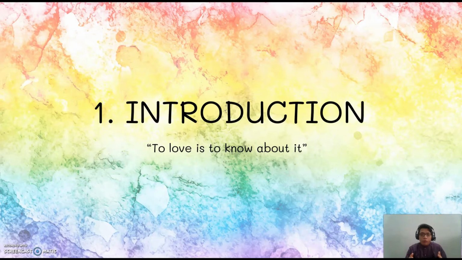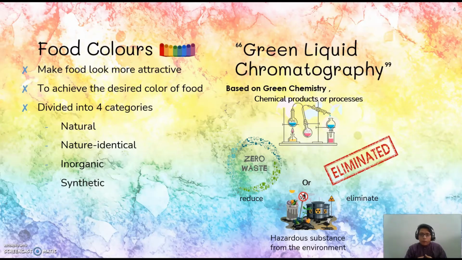For our introduction, food colors are usually added in various commercial food products in order to make them appear more attractive and also to achieve the desired color of food. Food colors can be divided into 4 categories, which are natural, identical, inorganic, and also synthetic.